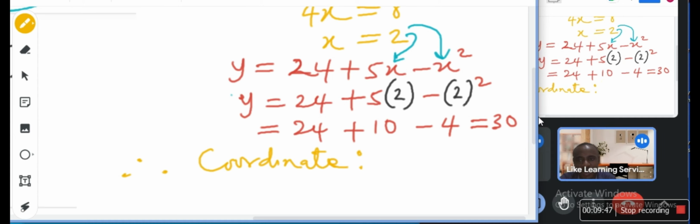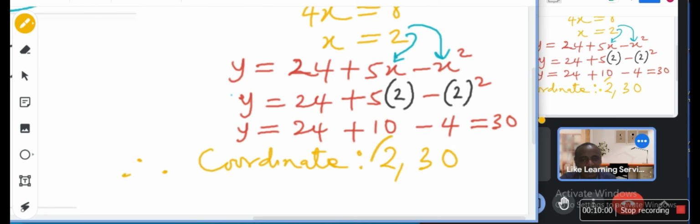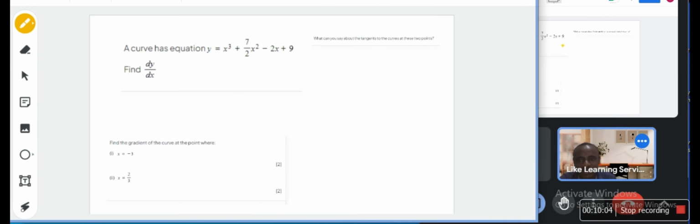We found the y. So x is 2 and y is 30, isn't it? So the coordinate will be (2, 30). Am I right? Yes, sir. All right. Next question.